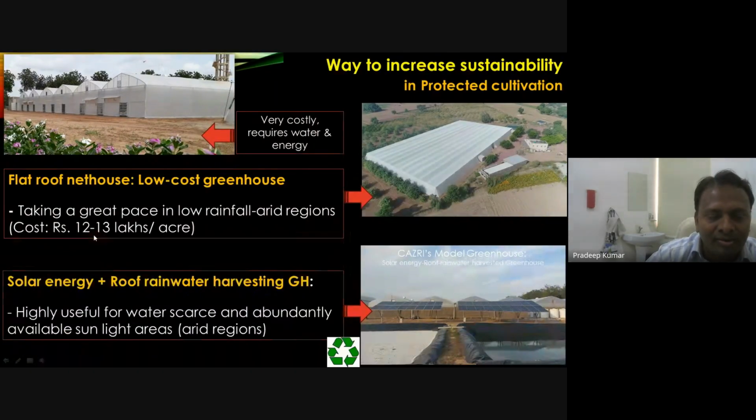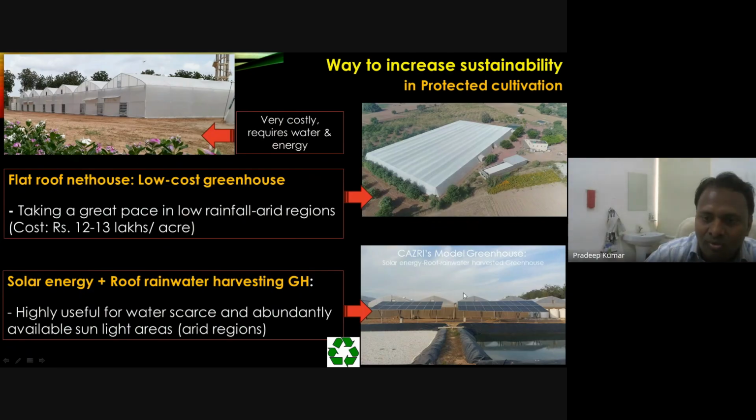So from each crop, around 4 to 5 lakhs in net profit is coming, and 3 crops is around 14 to 15 lakhs net profit. So in 3 crops the whole investment is coming back. And then solar energy plus roof rainwater harvesting greenhouses.